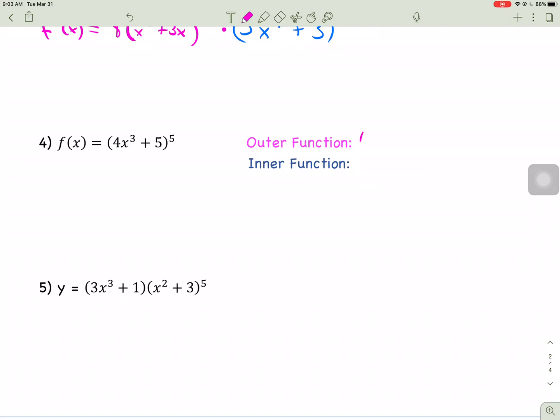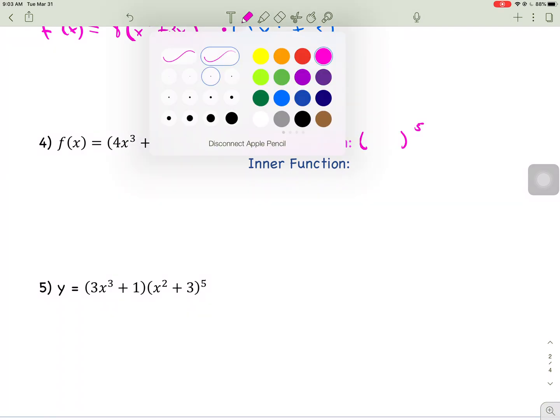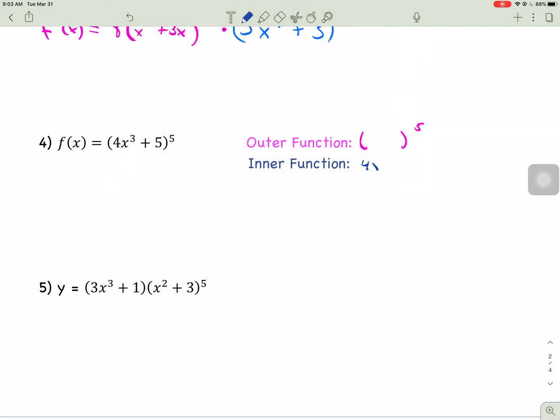The outside function is something to the 5th. The inside function, 4x cubed plus 5. Derivative of the outside, so f prime of x, derivative of the outside, 5. Keep the inside. Decrease the power by 1, times derivative of the inside, that's 12x squared. Done.